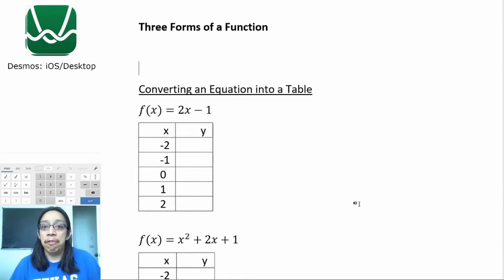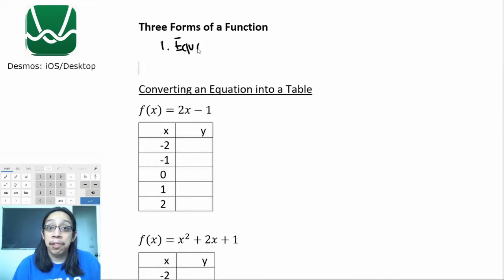So what are the three forms of a function, and what do I mean by that? Basically, there are three ways that you can represent a function, and those three ways are the following. You can represent a function as an equation, like how we saw before with function notation. We can represent a function as a table, and we can also represent a function as a graph.